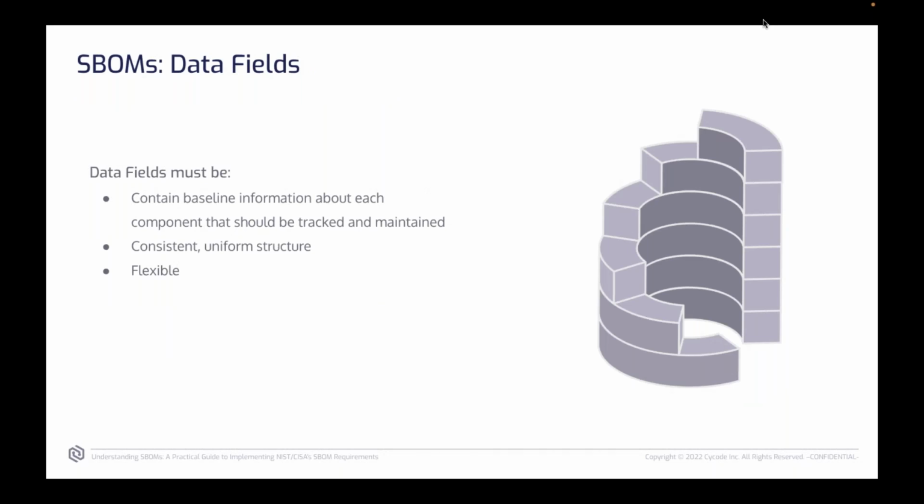So the first thing is that you need data fields that contain baseline information about each component. It should also give you information about how that component is maintained. And you need a consistent uniform structure so that all your components are given the same information. At the same time, even though you need this consistency, you also need it to be flexible, understanding that as SBOMs mature, more information might be needed. So again, it seems a little paradoxical, but you need consistency and flexibility.